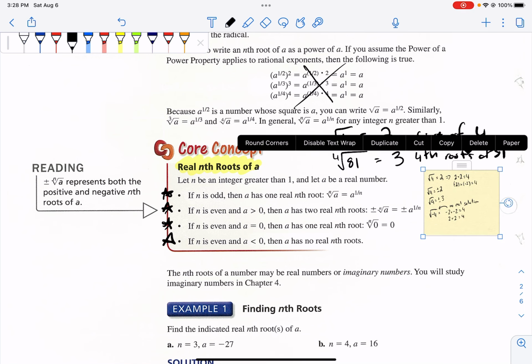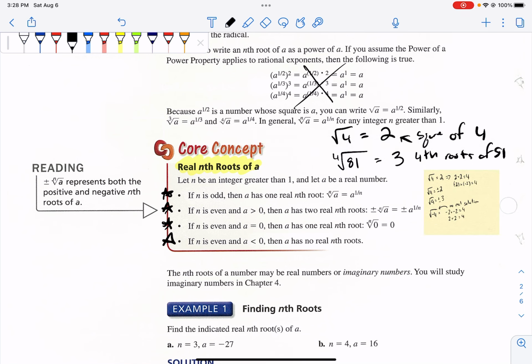So what it's saying right here is if I have an exponent. Now, n is going to be our exponent, and a is going to be the number at the bottom.